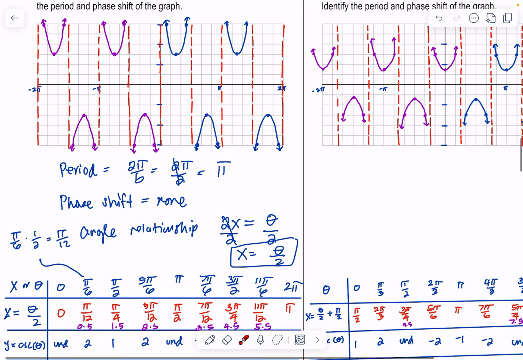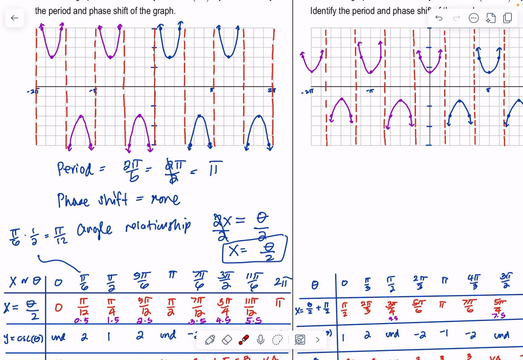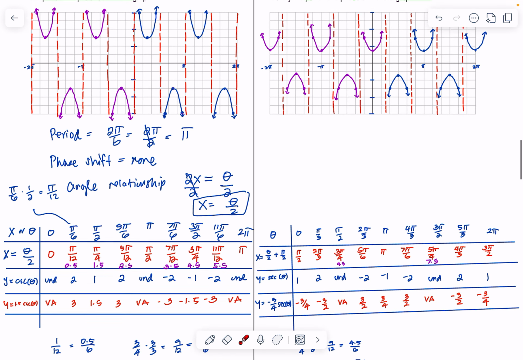So all I really need to know is how to graph one cycle, and then the rest will just be like a reflection. Yeah, we just mirror them.